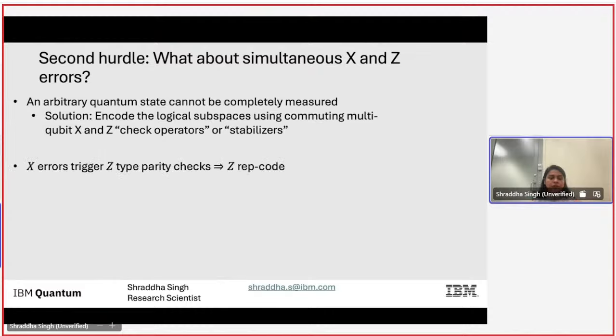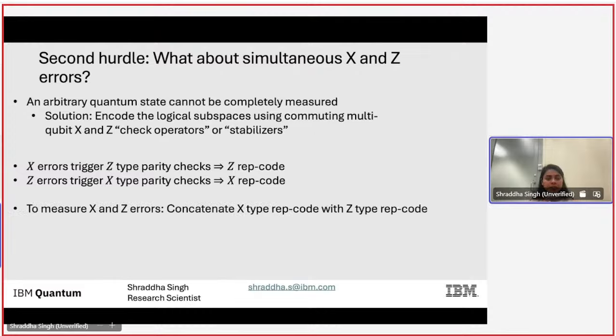So the way to do this is, we know that X errors trigger Z type parity checks and Z errors trigger X type parity checks. So in order to correct just X errors, we need Z type rep codes. In order to correct just Z errors, we need X type rep codes. But if we wanted to correct both of these, then we want a combination of these, which is called concatenation, which essentially means the following.